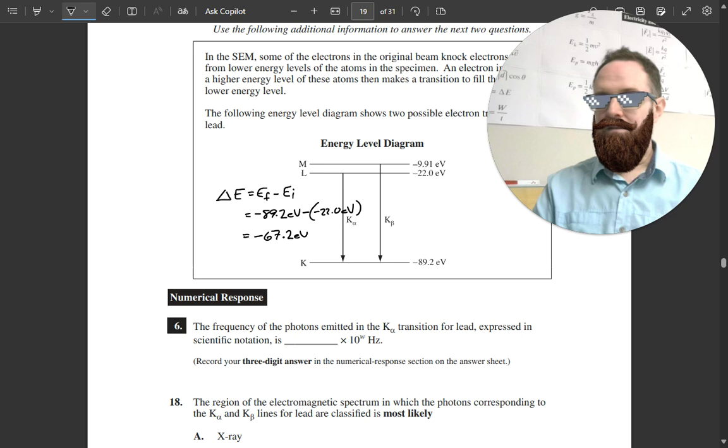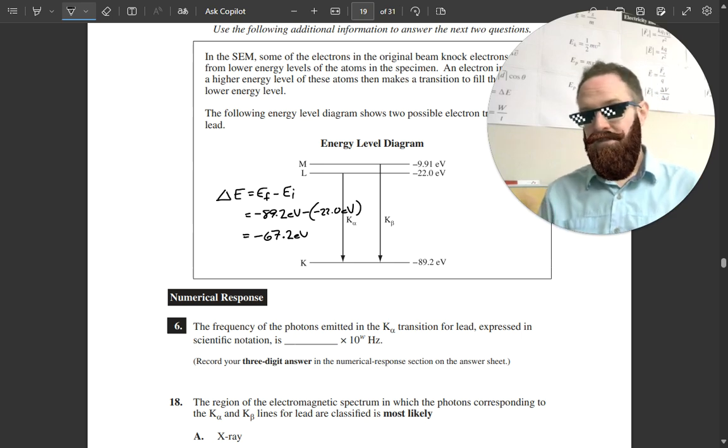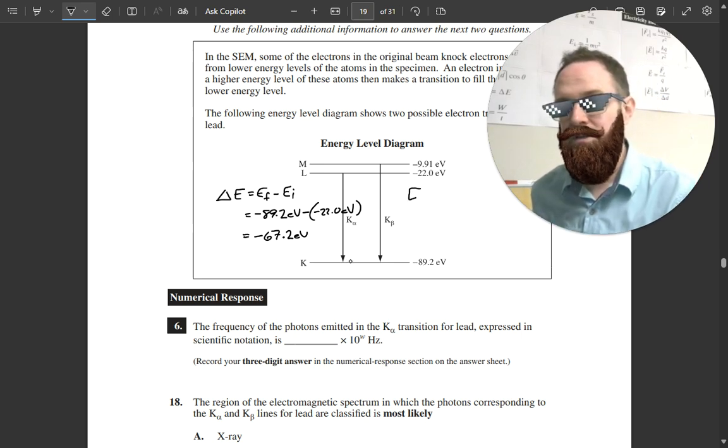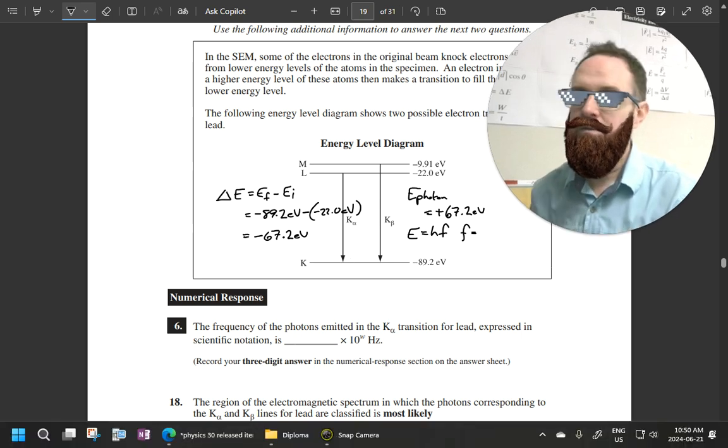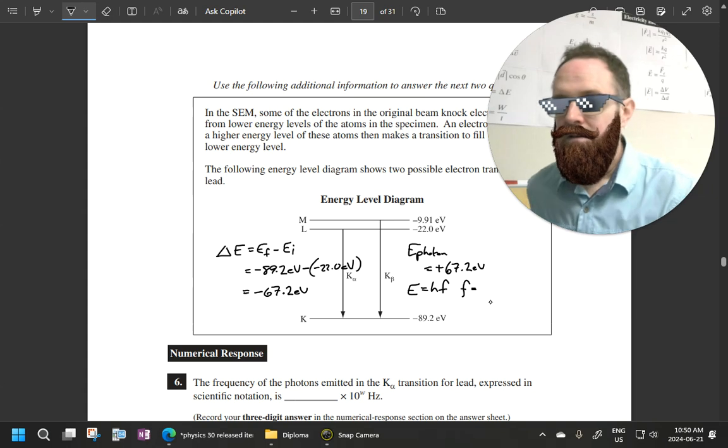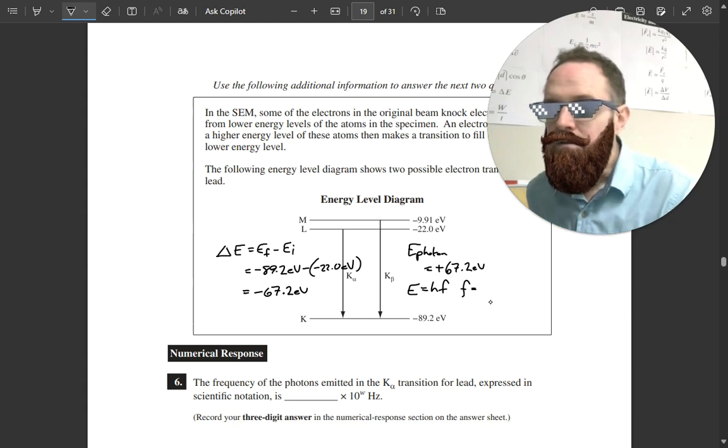Now, this is lost energy, so the photon energy that's going to be released here is equal to a positive of this number. And then I can just use that to find the frequency. Remember, E is equal to hf. Let me rearrange for f here. E divided by h. Now, which h do I use?